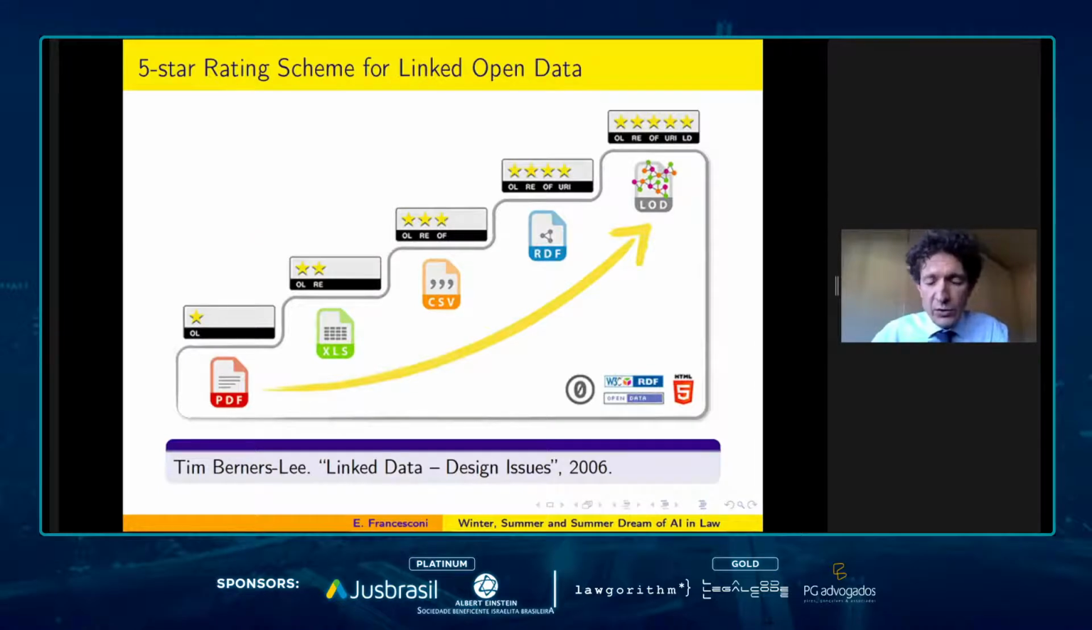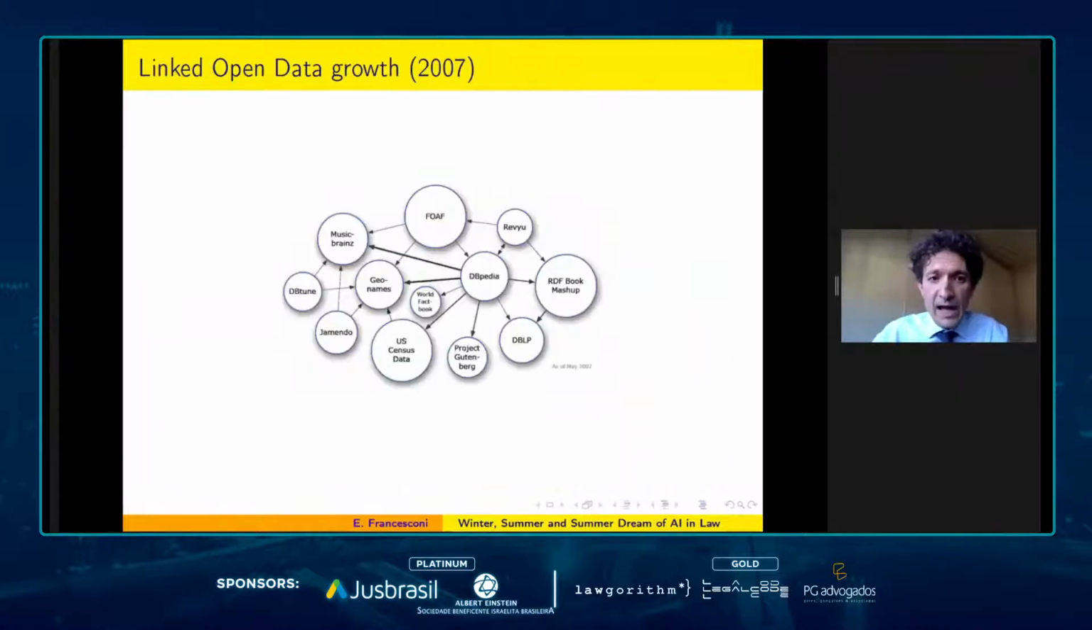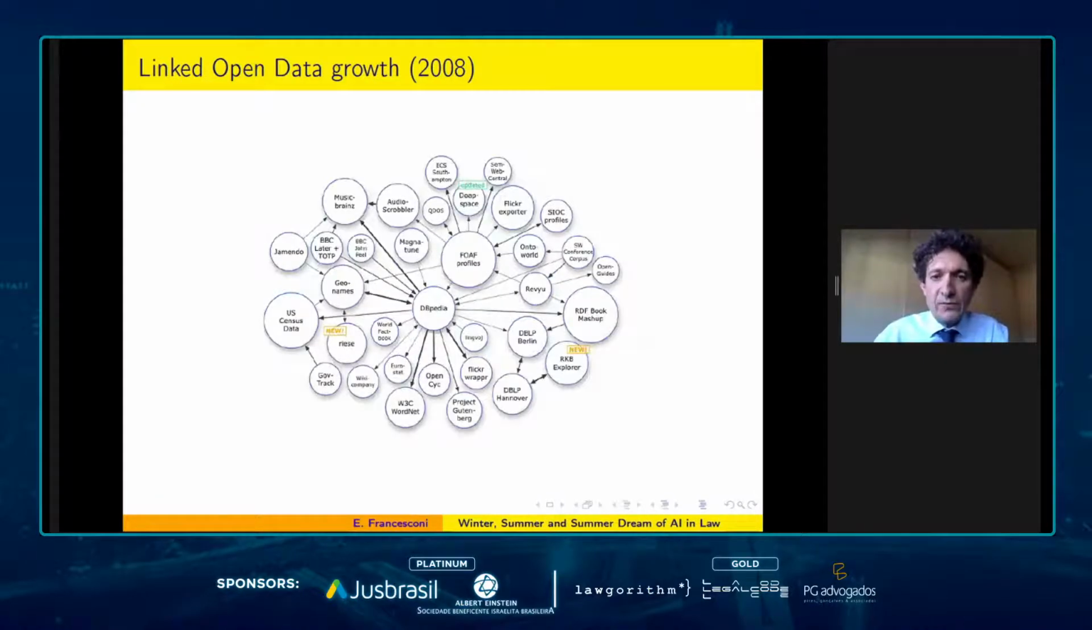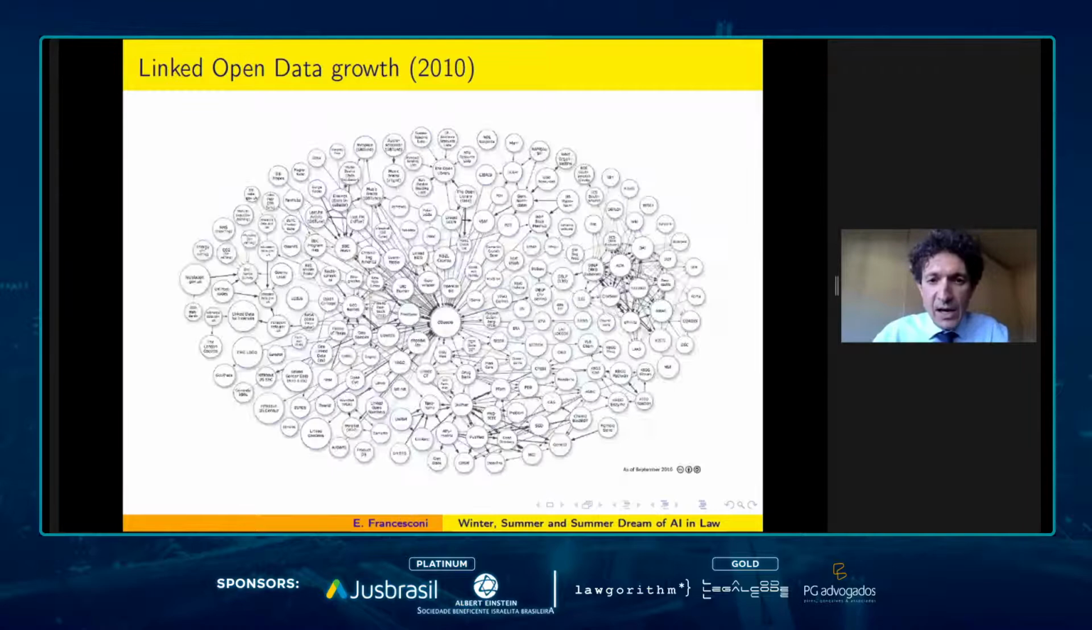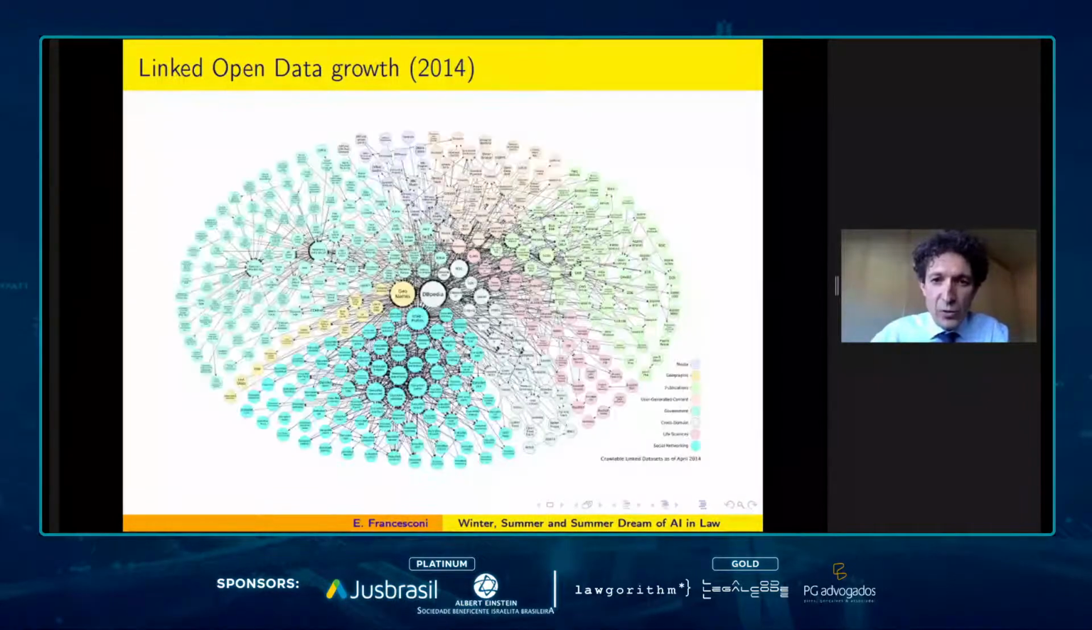A great boost to the development of the semantic web on a large scale was given by the famous article of Tim Berners-Lee, introducing the famous 5-star rating scheme for linked open data. And from that time, in 2006, we have had a dramatic growth of the linked open data cloud. This is a picture from 2007, from 2008, 9, 10, 2014, and from that time, the phenomenon has exploded.